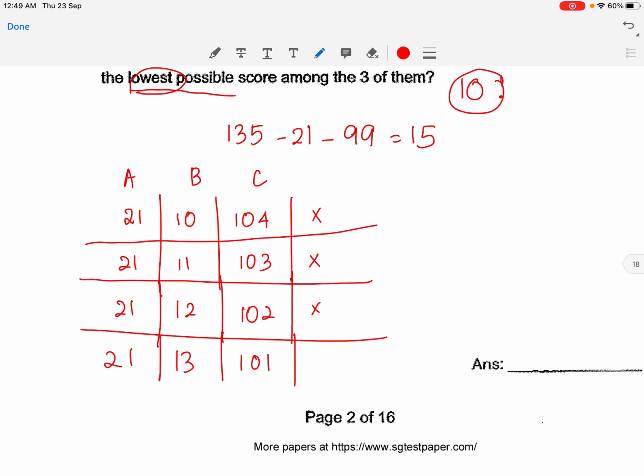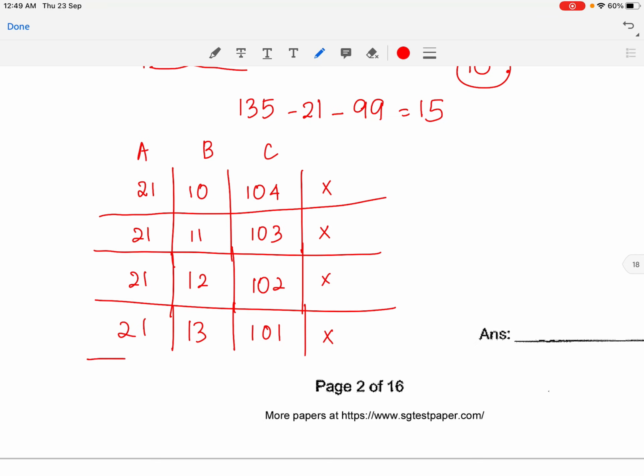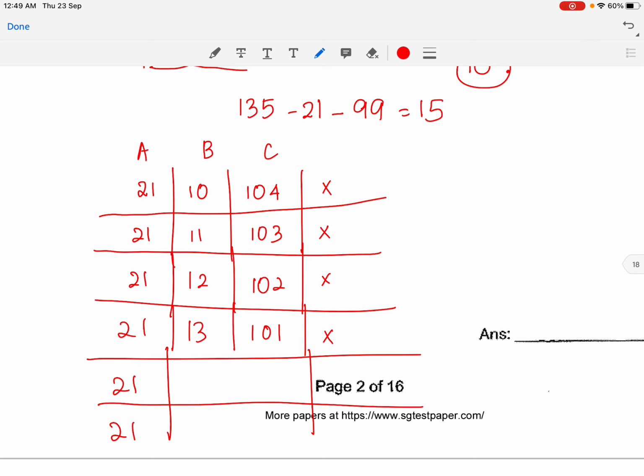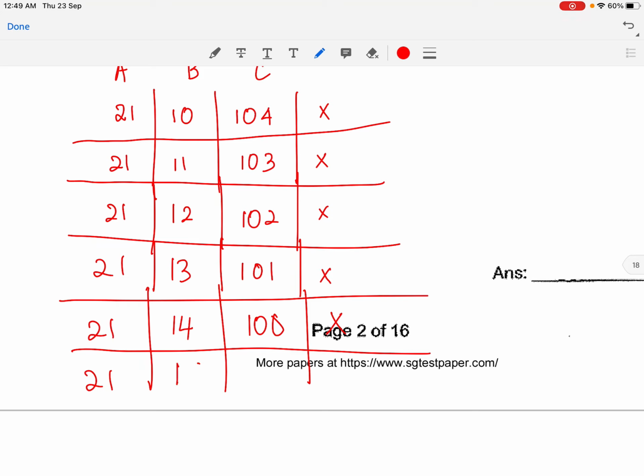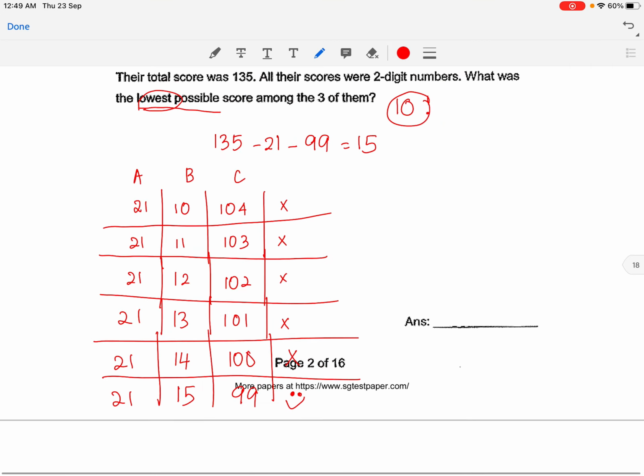101. So then after that, you go to the next one, right? 21, 21. So you will reach there. Ultimately, if you do guess and check, you will still reach there. This is 14. This will be 100. Still 3-digit. So this one is still out. Then when you go to the next stage, 15, you will get 99. Then you realize that, hey, this is my answer. Alright, but your answer is not 99. Instead, the answer is 15. That is the lowest possible score.